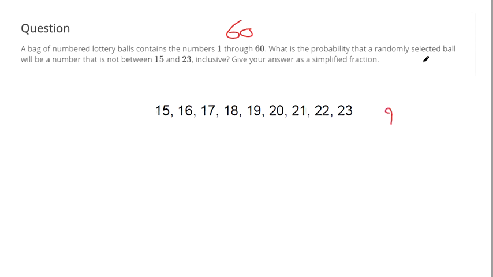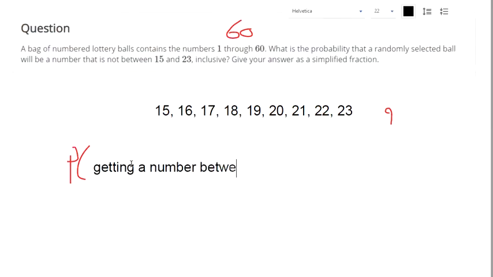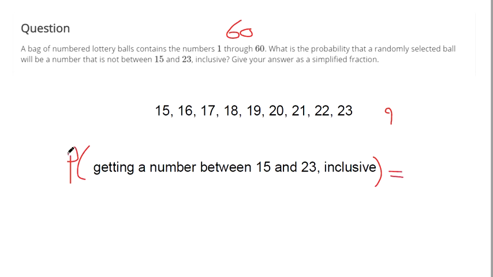But they actually say, what's the probability of randomly selecting a ball that is not between 15 and 23? So there's 9 numbers. Actually, here, let's do it like this. This is the complement, okay? What's the probability of getting a number between 15 and 23 inclusive? Look, I'm looking for the opposite from what they want. They wanted the probability of not being between 15 and 23. So I'm actually going to do something kind of counterintuitive. I'm going to find the probability that it is between 15 and 23.